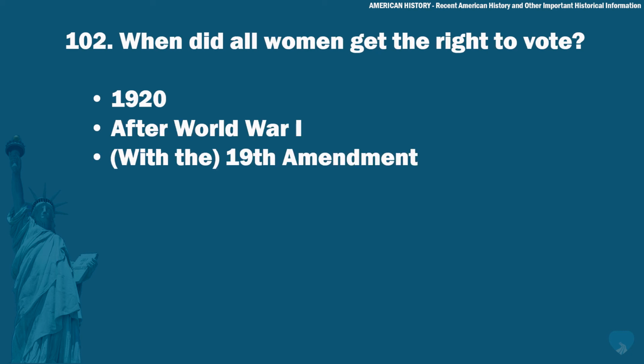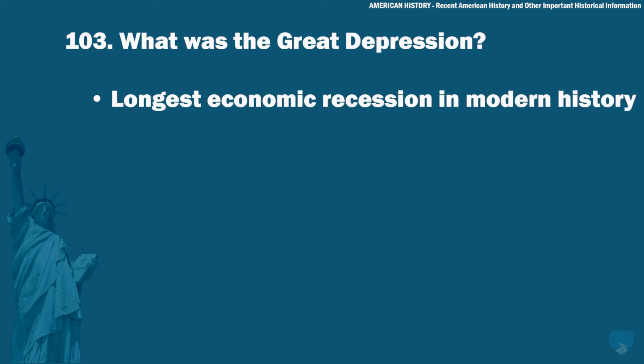Question 102. When did all women get the right to vote? 1920. After World War I. With the 19th Amendment. Question 103. What was the Great Depression? Longest economic recession in modern history.